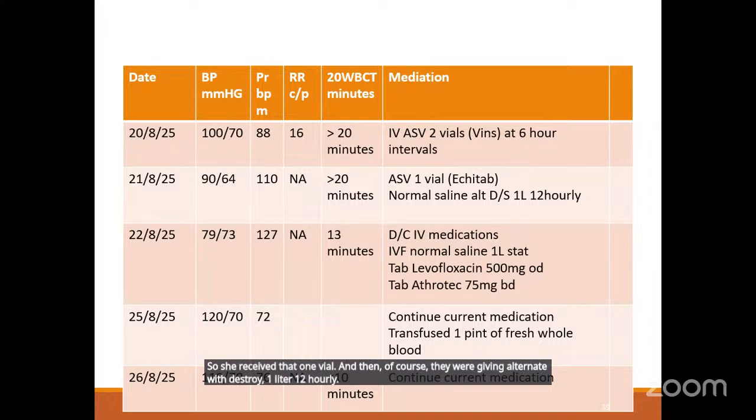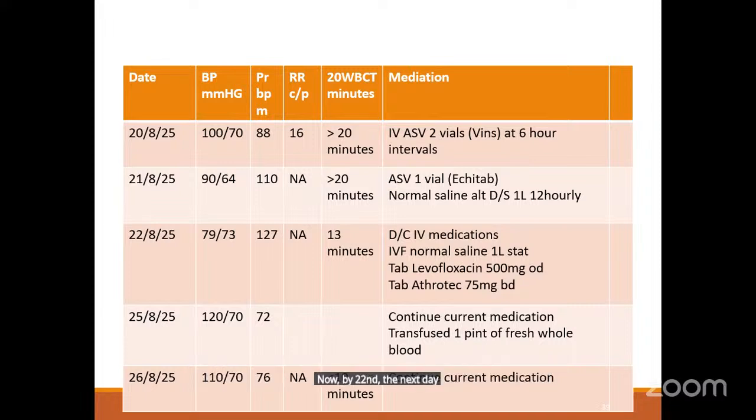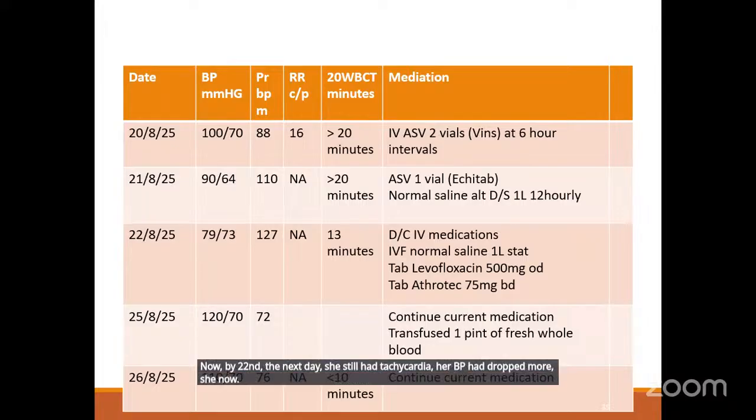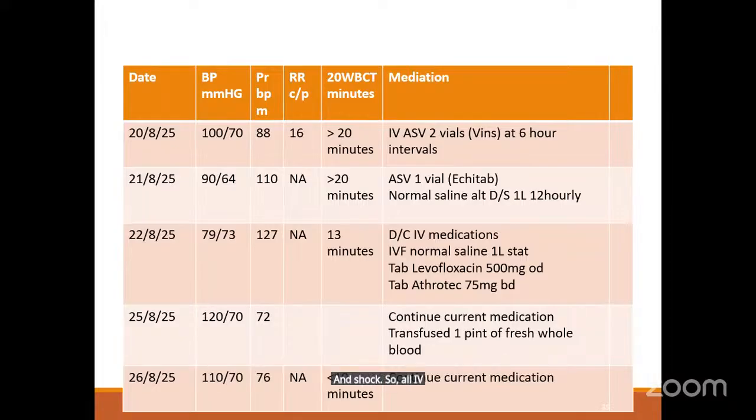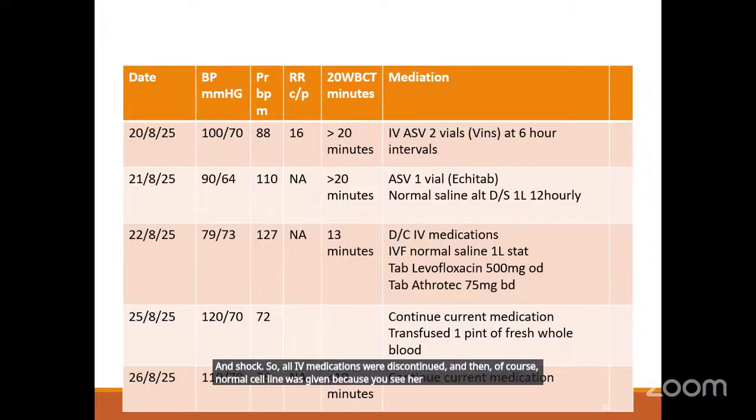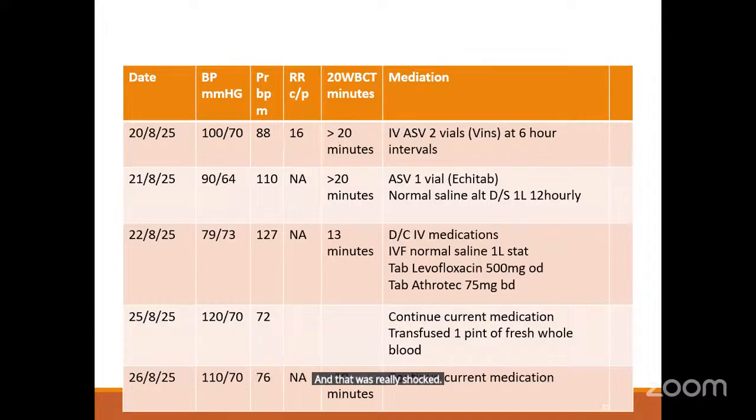Now by 22nd, the next day, she still had tachycardia. Her BP had dropped more. She now had shock. So all IV medications were discontinued, and then of course normal saline was given because you see her BP had dropped to 79/73, and that's really shock. And then they changed the IV antibiotics to oral, okay, and added a pain medication.